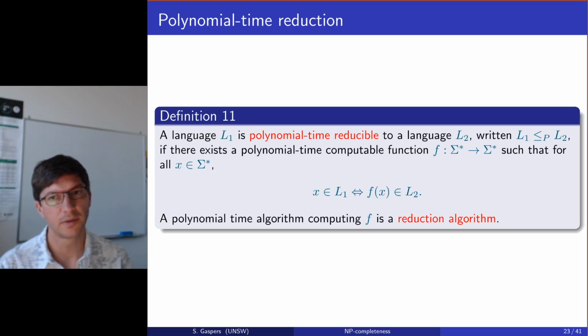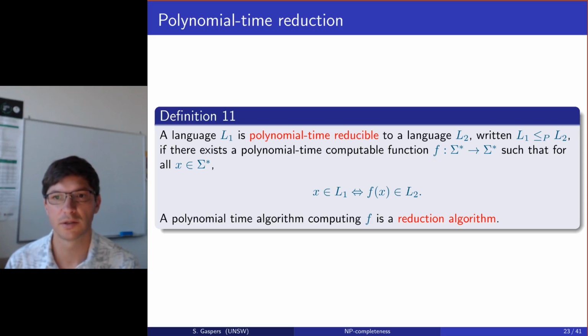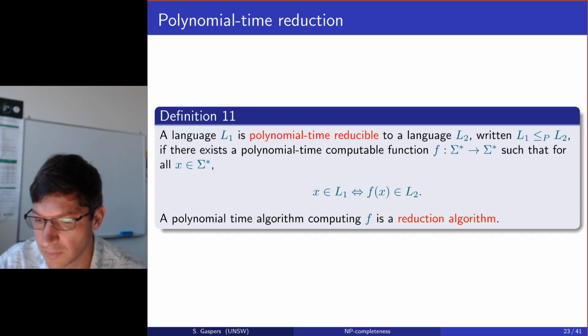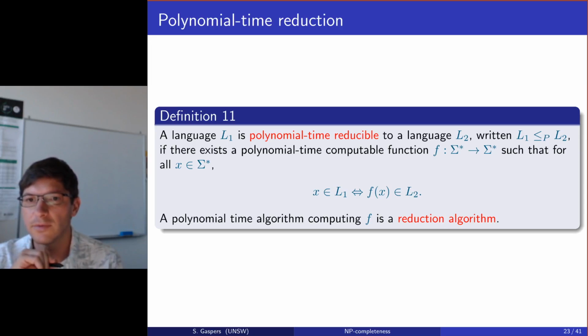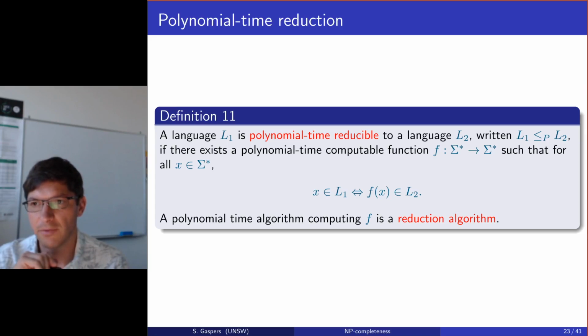Okay, let's talk about reductions, specifically polynomial time reductions. We say that a language L1 can be reduced in polynomial time to a language L2, and we write this as L1 is smaller or equal, with a subscript p for polynomial time, L2, if there exists a polynomial time computable function f, from strings over our alphabet to strings over the alphabet, such that for all input instances of L1, x is a yes instance if and only if f of x is a yes instance for L2.